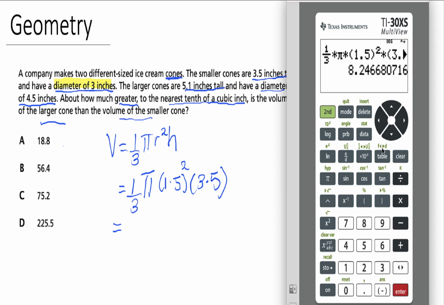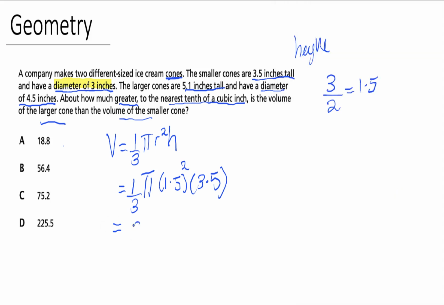I'm going to hit enter, and notice I get a value, and I'm just going to round this to the nearest hundredth because they want their answer to the nearest tenth. So this is 8.25. So this is for the smaller volume of a cone. Let's go for the large one.